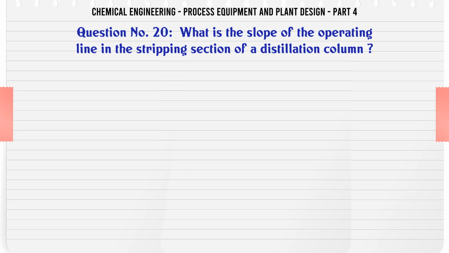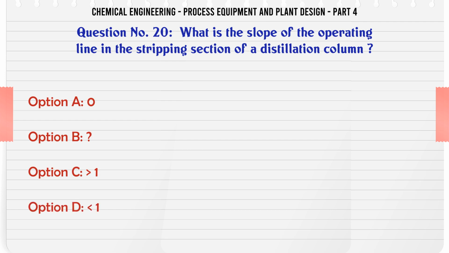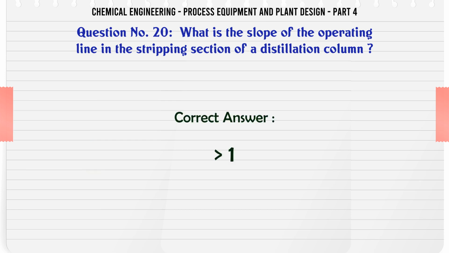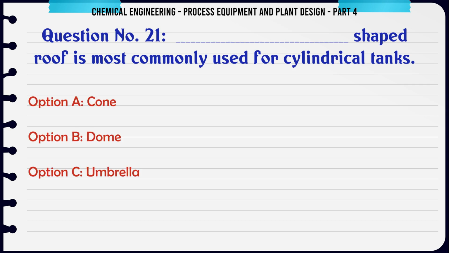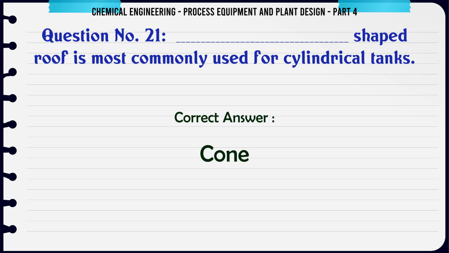What is the slope of the operating line in the stripping section of a distillation column? A. 0, B. Less than 1, C. 1, D. More than 1. The correct answer is more than 1. Which shaped roof is most commonly used for cylindrical tanks? A. Cone, B. Dome, C. Umbrella, D. Flat. The correct answer is cone.